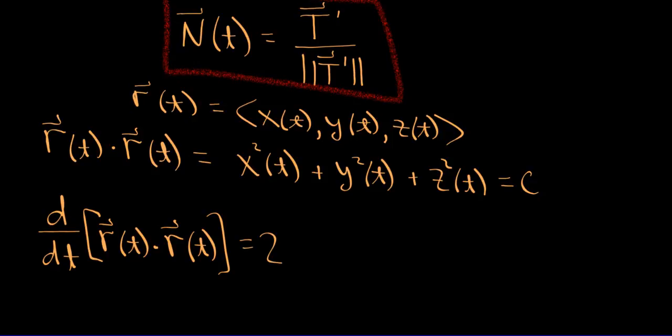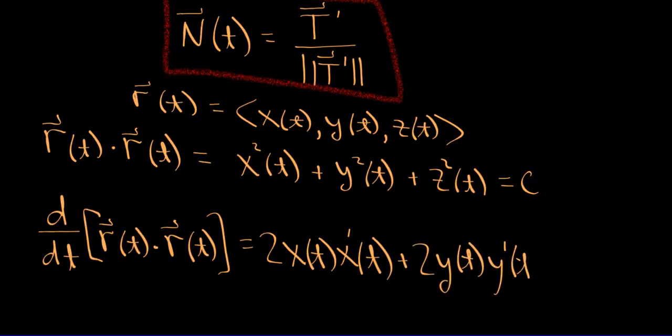This is pretty cool. We've got 2x of t, and don't forget the inside, the chain rule, times the derivative of the inside, x prime. Can't forget that. Plus 2y of t, y prime of t, plus 2z of t times z prime of t. And we know that has to equal 0 because the derivative of a constant is 0. So that's something we know to be true.